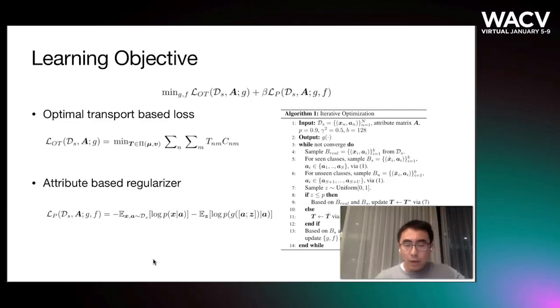To further improve the predictive power of the model, we introduce the attribute-based regularizer. It tries to confuse the predictor between the generated features and the real ones. Combining the two components, we have proposed an iterative optimization. Typically, when we learn the optimal transport, we fix the generator, and then we fix the optimal transport to learn the generator.